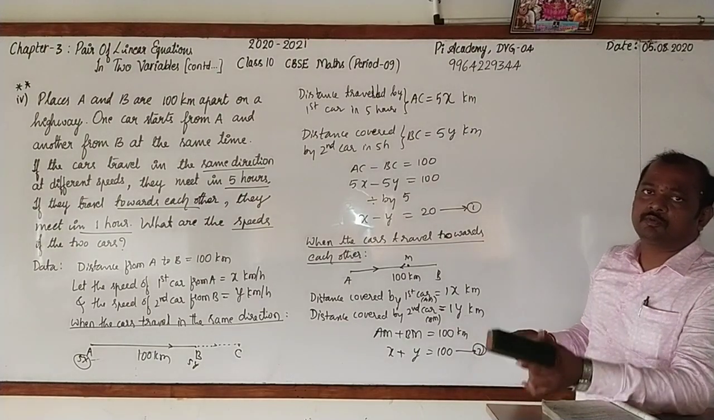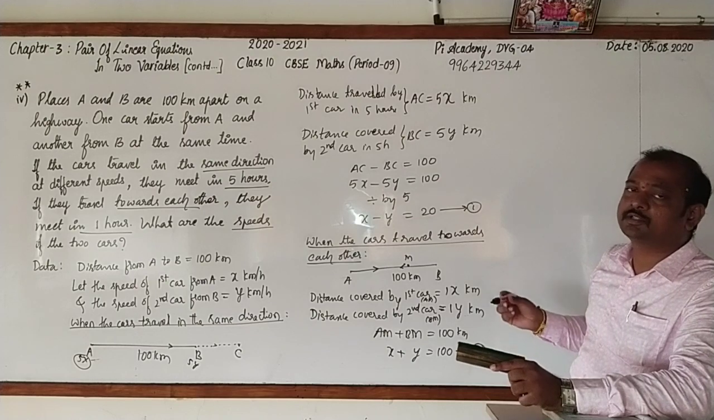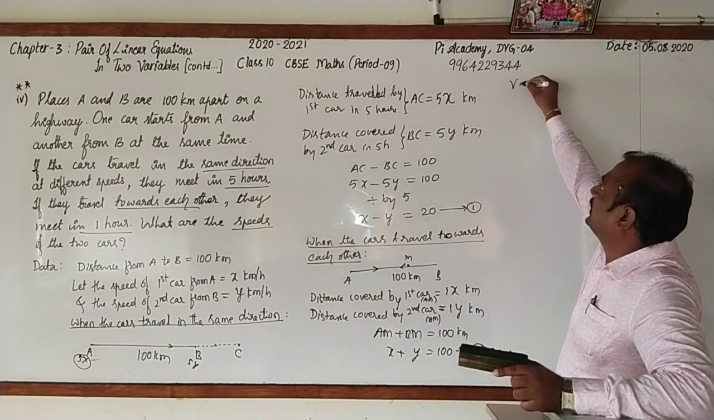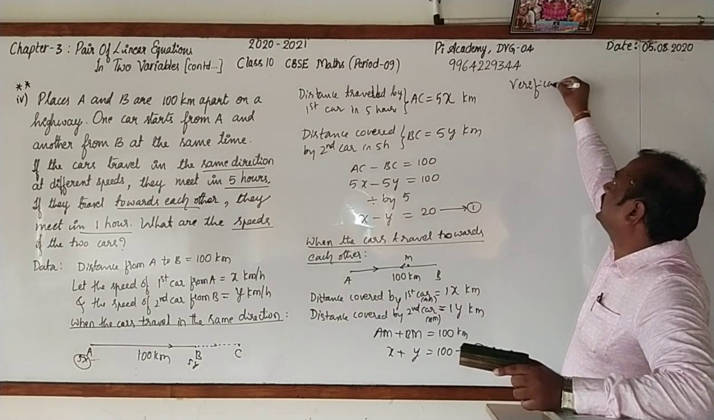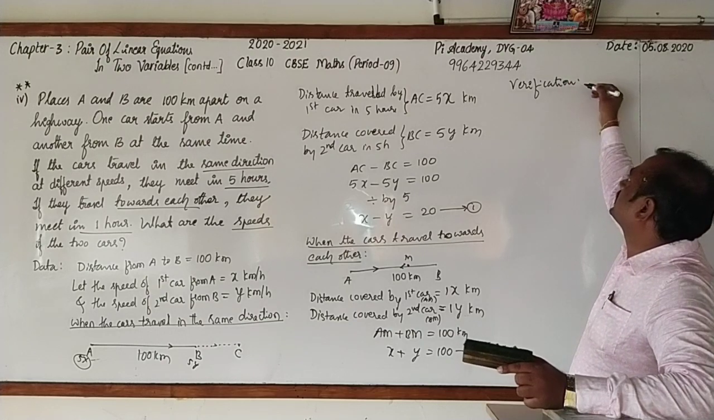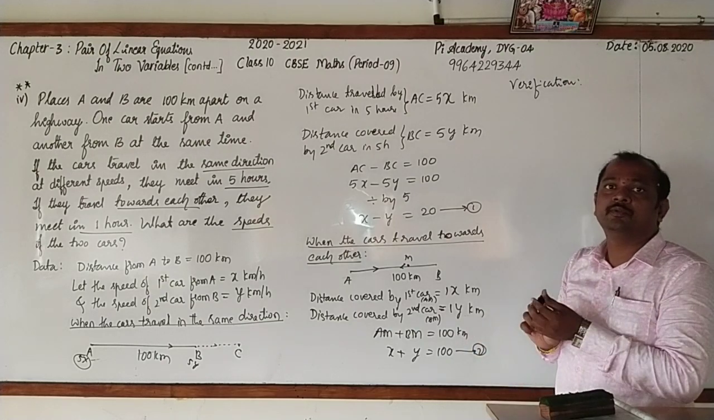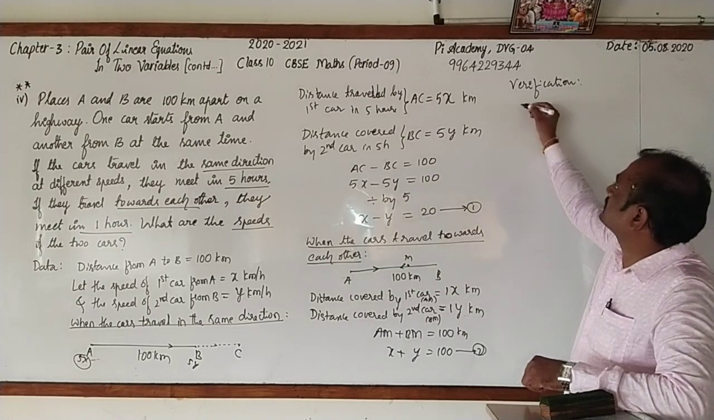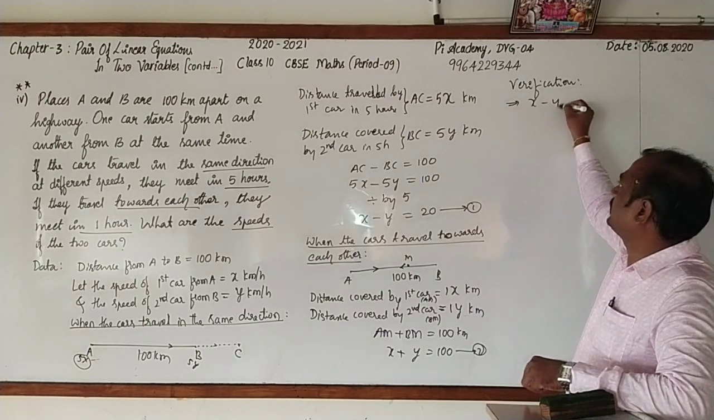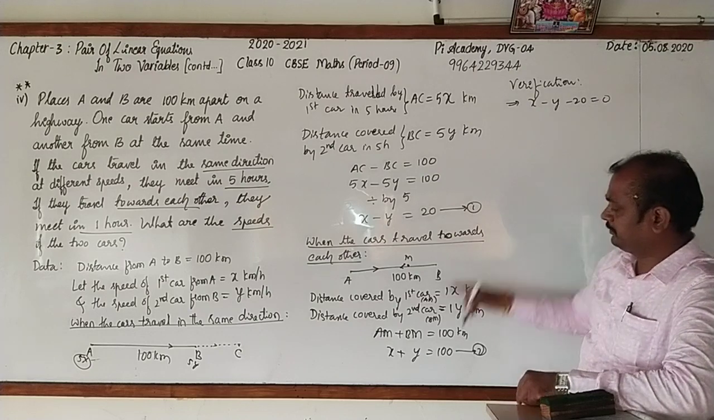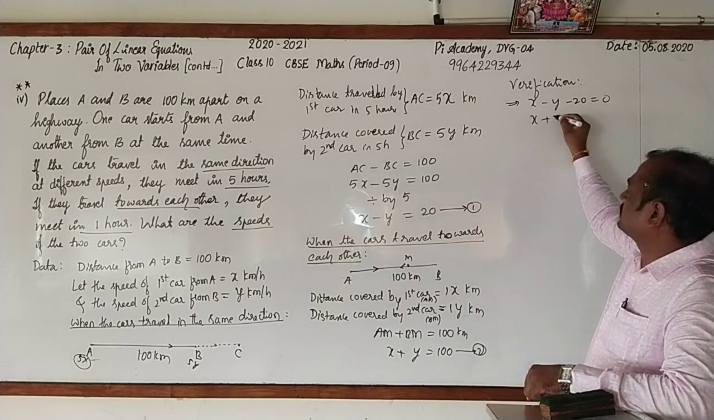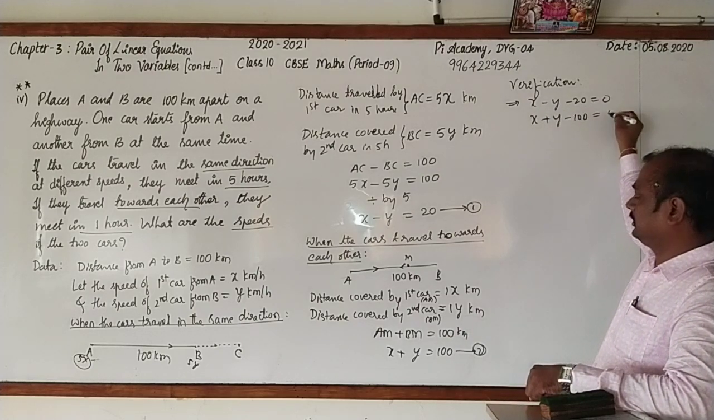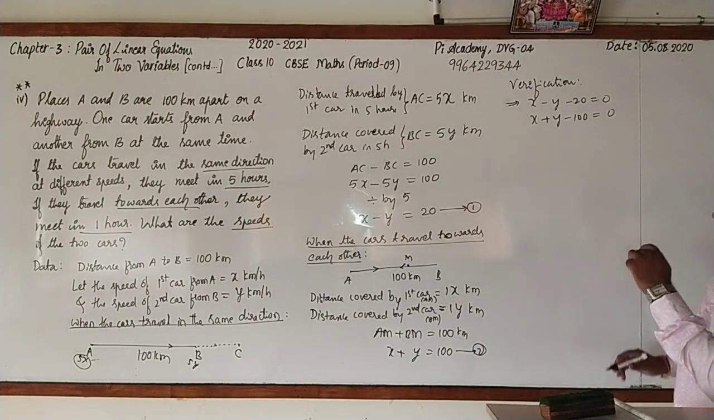Then we have to check whether the roots, that is, solutions, exist or not. Hence I go for verification. In verification, first you write the equations in standard form. The first equation is x minus y minus 20 equal to 0. The second one is x plus y minus 100 equal to 0.